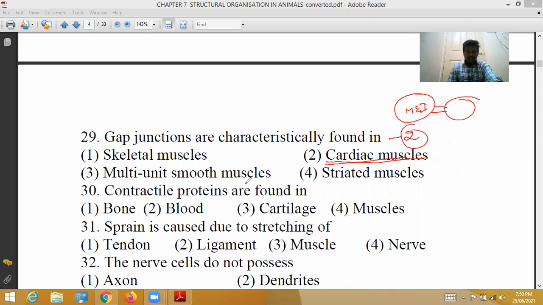Cardiac muscles are autorhythmic, with intercalated discs located between cardiac muscle cells. They contain gap junctions which provide channels between the cells. The intercalated discs allow waves of depolarization to sweep across cells, thus synchronizing muscle contraction. So 29th question, correct option is cardiac muscles. In the remaining first, third, and fourth options, gap junctions are not found.